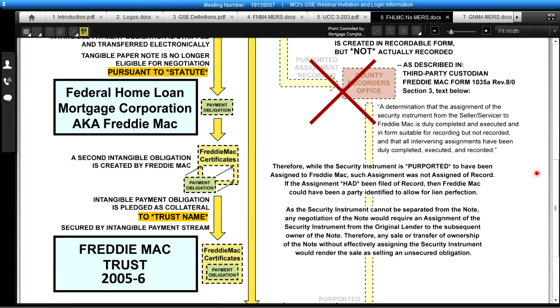As a security instrument cannot be separated from the note, any negotiation of the note would have required an assignment of the security instrument from the original lender to the subsequent owner of the note. Therefore, any sale or transfer of ownership of the note without effectively assigning the security instrument would render the sale as selling an unsecured obligation. So when this payment obligation is stripped out, it reduces the value of the security instrument.